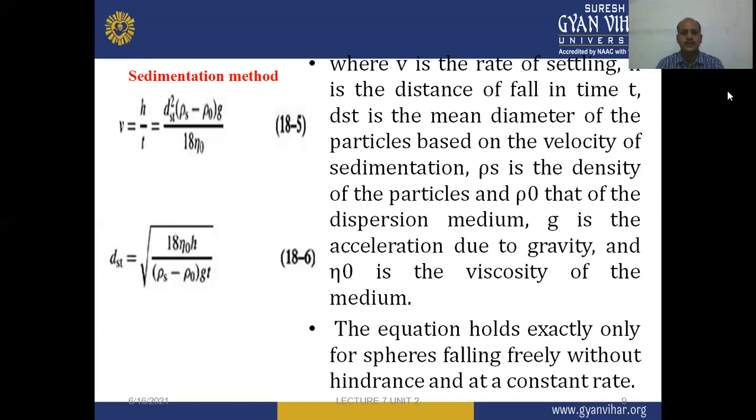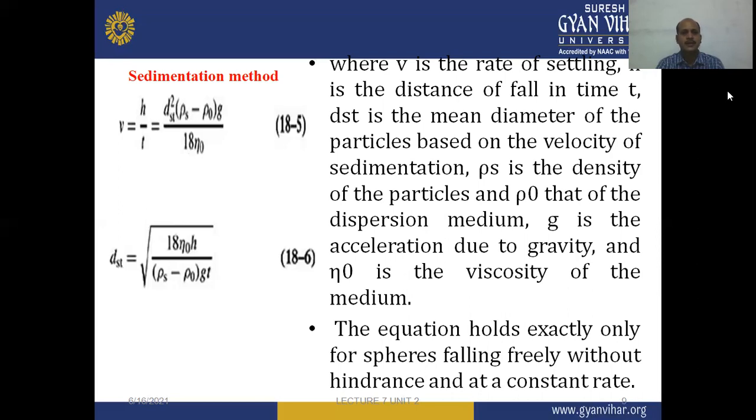This equation holds exactly only for spherical particles falling freely without hindrance and at a constant rate. There are many factors which affect the rate of sedimentation or velocity of sedimentation. If the particle size is increased, the velocity or rate of settling down of particles will also increase because it is directly proportional to V. And rho s minus rho 0 is the density difference between the dispersed phase material and dispersion medium. If it is more, then the rate of settling will be more.